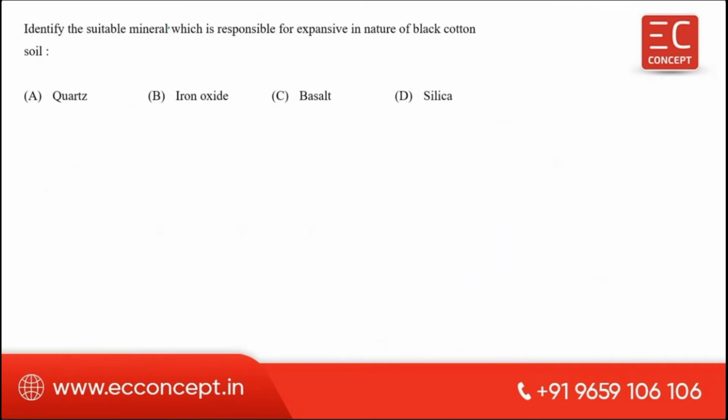Identify the suitable mineral which is responsible for the expansive nature of black cotton soil. Actually, in general, the montmorillonite clay mineral is responsible for the expansive nature. Here quartz is given, iron oxide, basalt, and silica are given. The montmorillonite clay mineral comes under silica. So we can mark silica, the best option out of these four. So the answer for this is D.